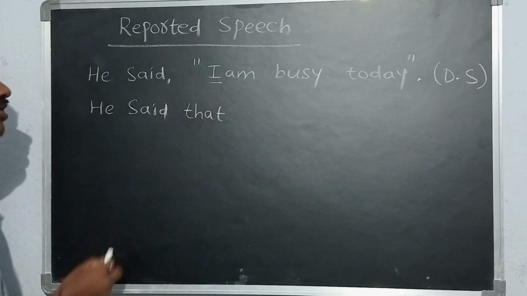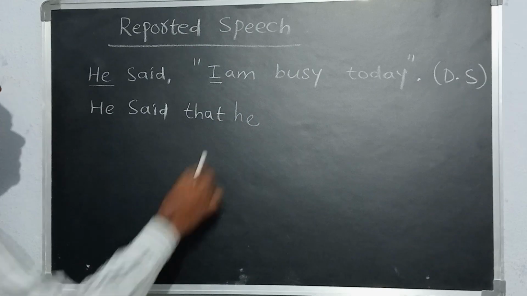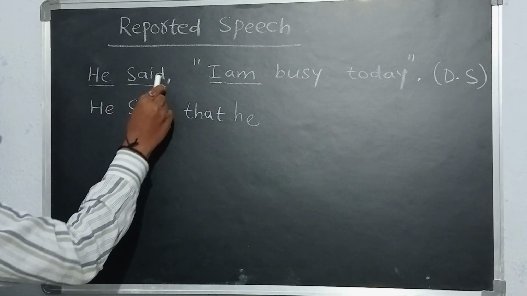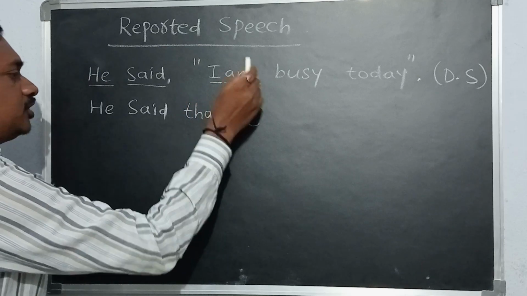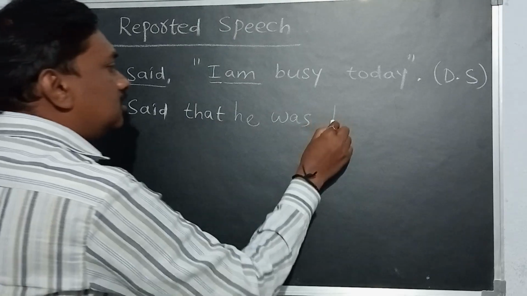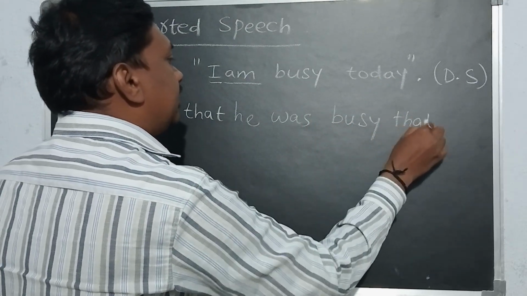Here, pronoun I. So, I is the speaker word. Who is the speaker here? He. So, he. Next, am. This is the present be form. Here the reported verb said is in past tense, so am changes to the past be form, that is was. He was busy today, and today changes to that day.